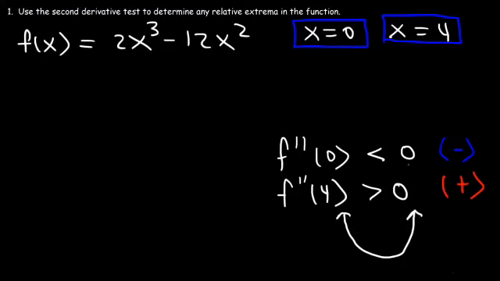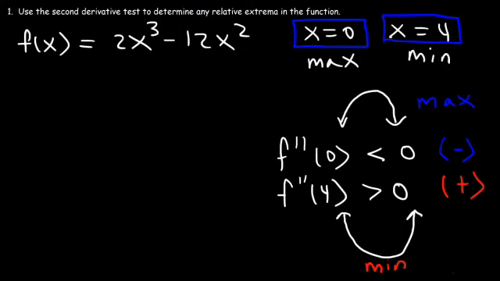When the second derivative is positive, we have a graph that is concave up, and when the second derivative is negative, it's concave down. So you can see that a concave up graph is associated with a minimum, and a concave down graph is associated with a maximum. So at x equals 0, we have a maximum, and at x equal to 4, we have a minimum. So that's how you can use the second derivative test to determine the relative extrema of a function. You need to find critical numbers and then find out what the second derivative is at those critical numbers.